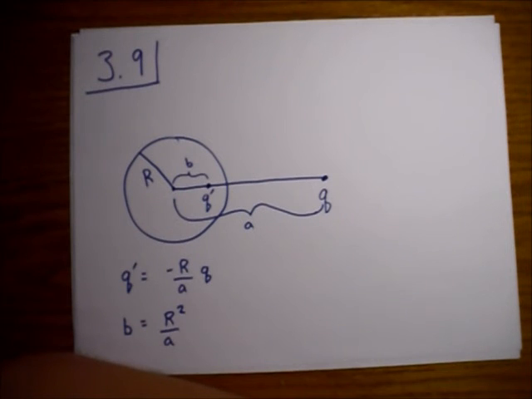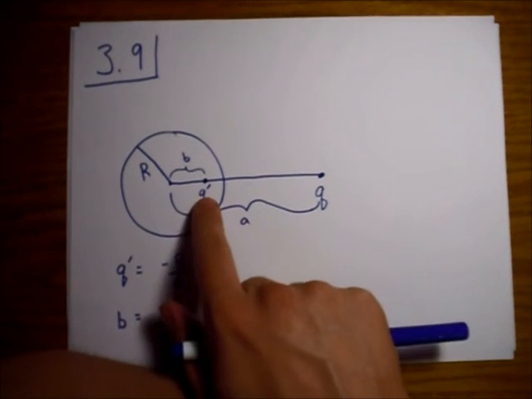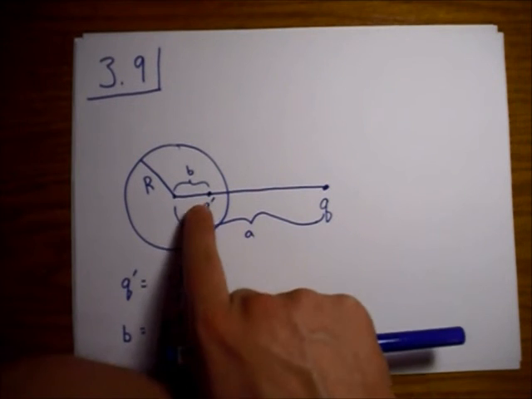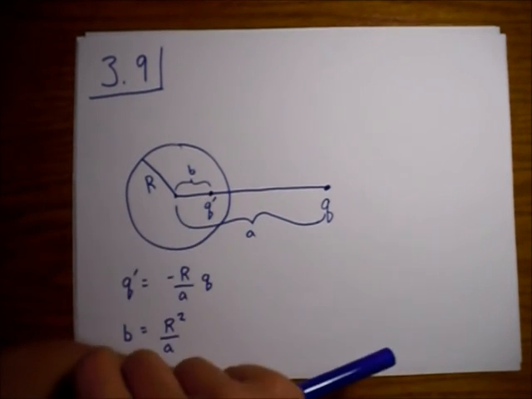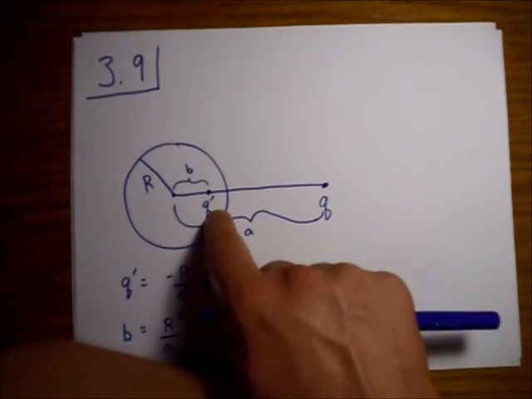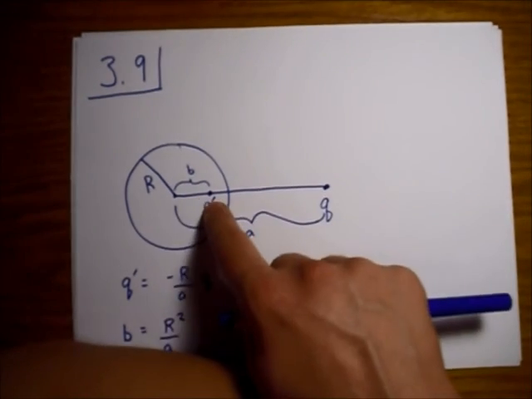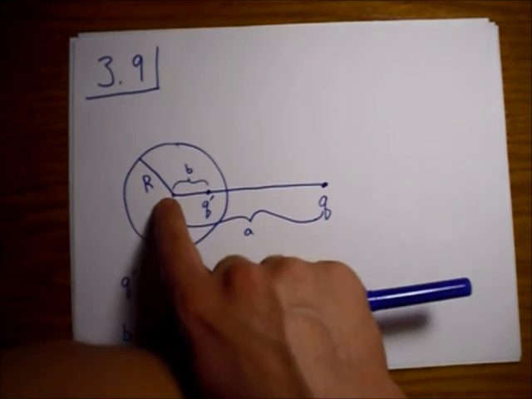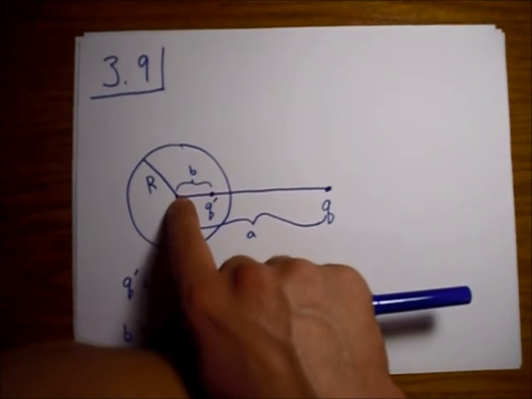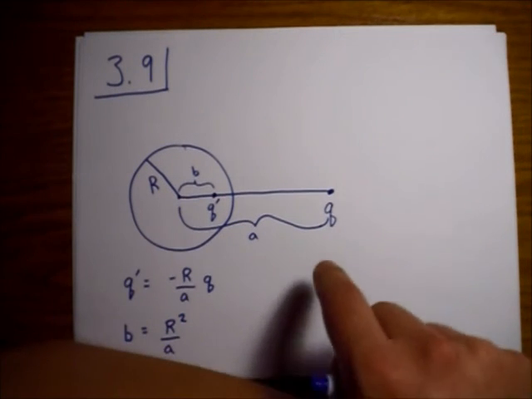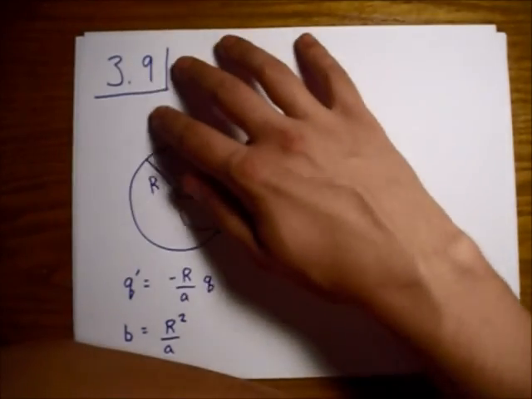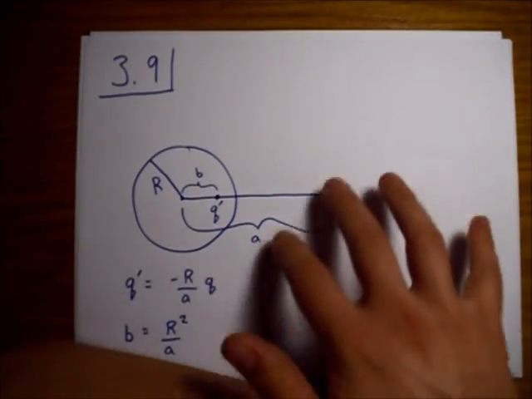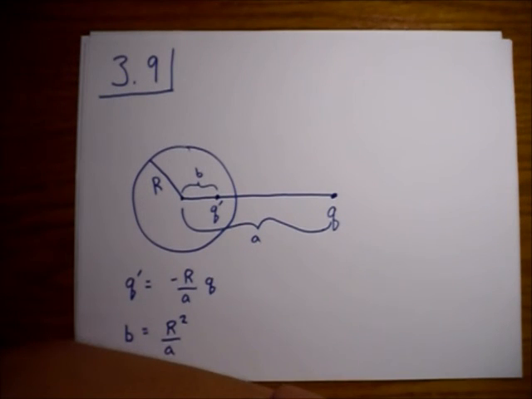So what we're doing here is we are placing an image charge a distance b from the center of this spherical shell, and we want to know what magnitude this charge must have, and what distance it must be from the center of the spherical shell in order to exactly recreate the electrostatic potential that exists outside of this conducting sphere.